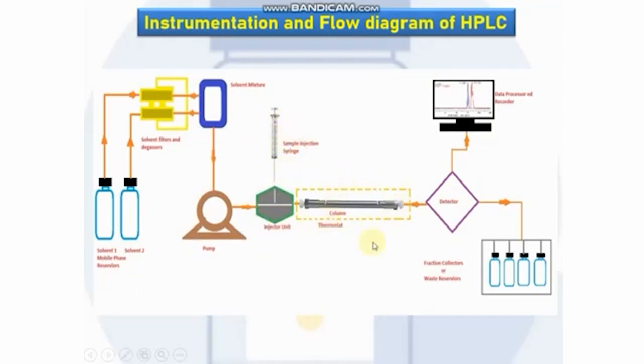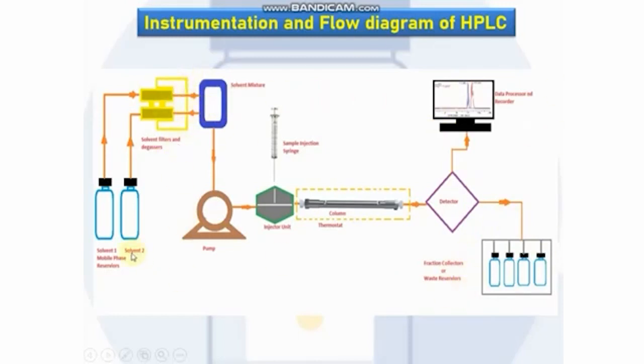Then the main part of this HPLC is the column, and it is kept in a thermostat, and the other unit is the detector part. Then there is a data processor and recorder part. Then the other one, fraction collector or reservoir part. So this is the sample. This is the instrumentation or flow diagram of a simple HPLC unit.